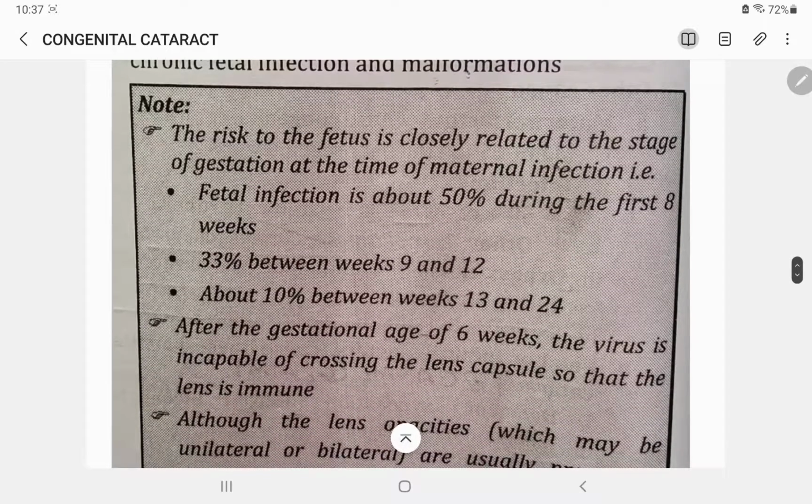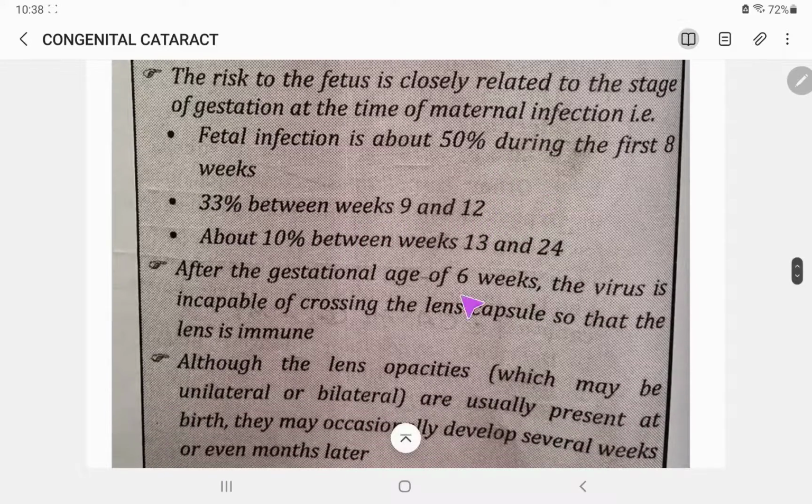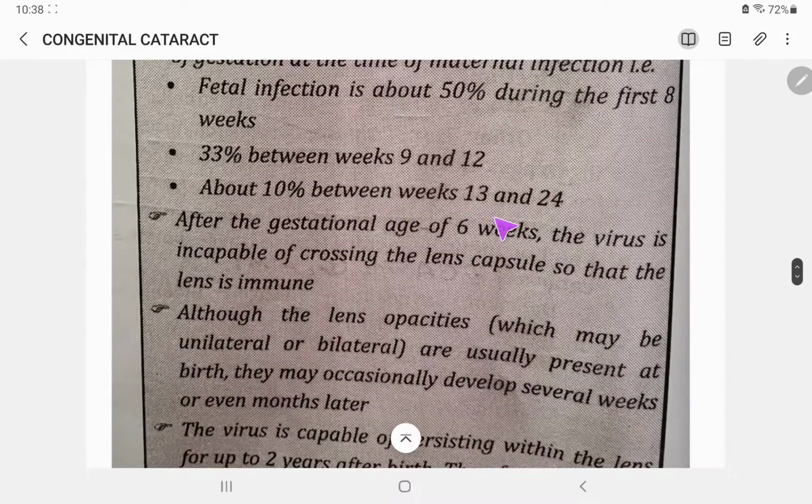So note, the risk to the fetus is closely related to the stage of the gestation at the time of the maternal infection. That is, fetal infection is about 50% during the first 8 weeks, 33% between the weeks of 9 and 12, and about 10% between the weeks of 13 and 24. This is all obs gyne things, but also let's study.